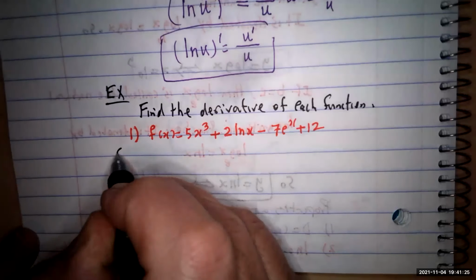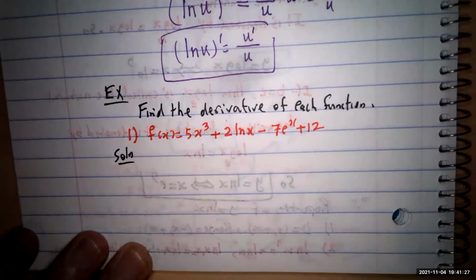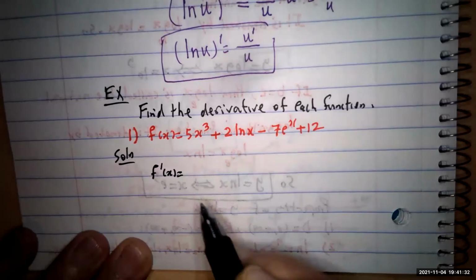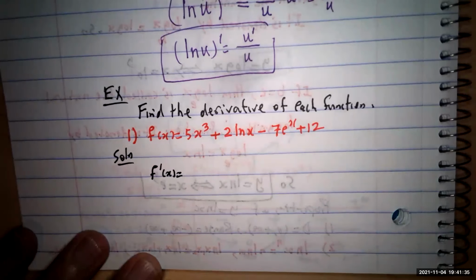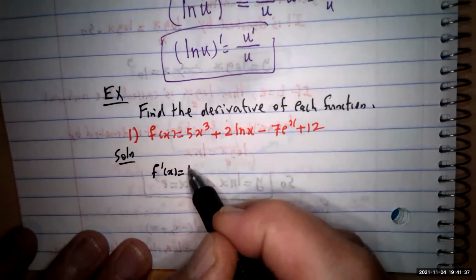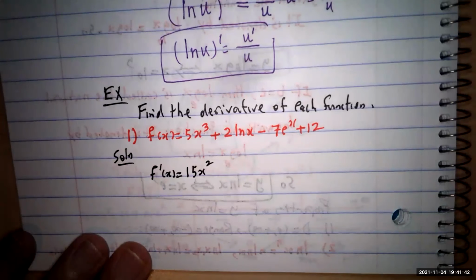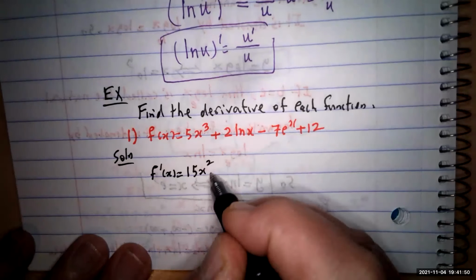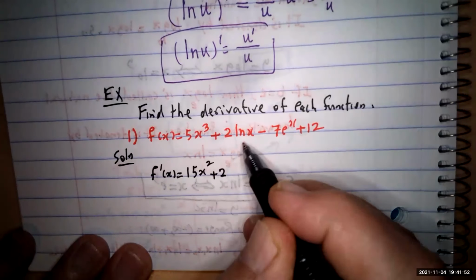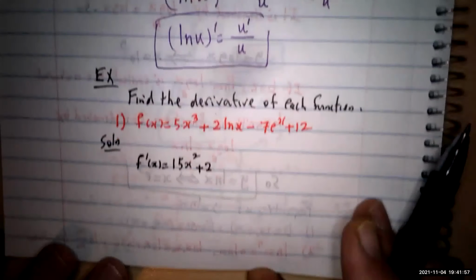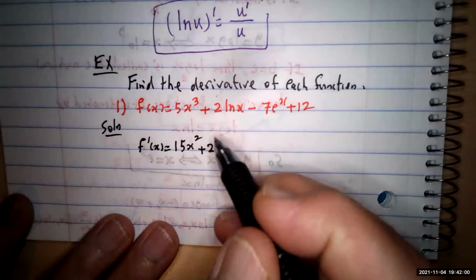Solution, using various rules that we have. F prime of x equals, the first one, use the power rule. 3 times 5, 15, 15x squared, done. That's the first one. The next one is 2 times ln x. So the derivative would be 2 times the derivative of ln x, which is 1 over x. So it's going to be 2 times 1 over x.